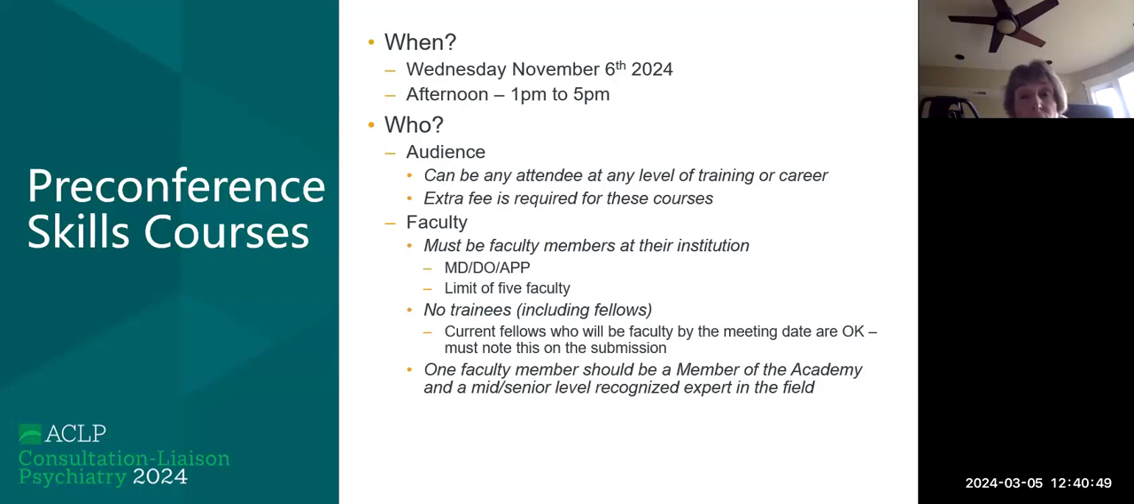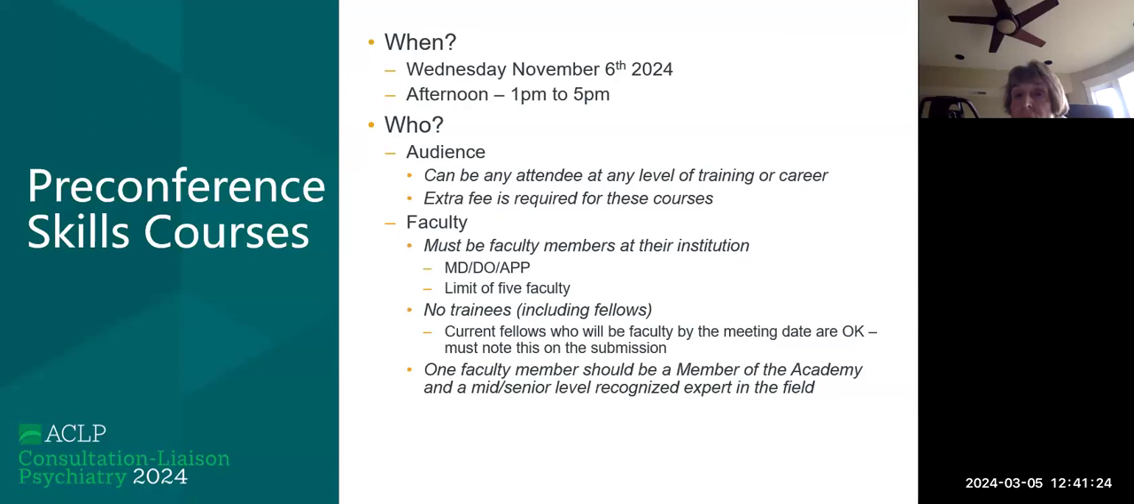The faculty of the courses must be faculty members at their institutions. They can be MDs, DOs, or advanced practice nurses. You have a limit of 5 faculty members. One of the faculty members should be a member of the academy, and you should have at least one mid to senior level recognized expert in the field, if not multiple experts in the field, for your submission.